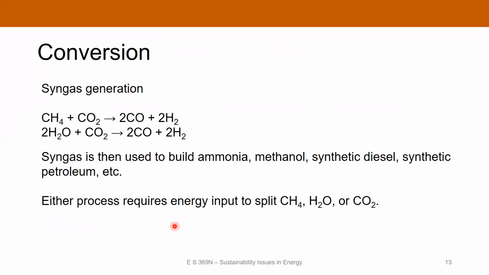Okay, let's talk a little bit about conversion. You can use carbon dioxide to make something called syngas. This can be done by combining methane with carbon dioxide, and then you get carbon monoxide plus hydrogen. You can also do that by combining water with carbon dioxide to get the same products. Then this syngas is used in a refinery to build all kinds of different things, including ammonia, methanol, synthetic diesel, synthetic petroleum, all kinds of good industrial chemicals that we need.